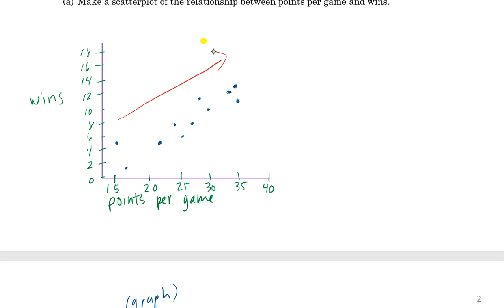Meaning, as these numbers get bigger, those numbers get bigger. So there's a positive association. And then also you added in context: the higher the points per game, the higher the number of wins. On an AP test, if they ask you to describe a scatter plot, there are 4 things they're looking for, and you just nailed 2 of them. One of them is direction, and one of them is context. So if you said that, sweet.